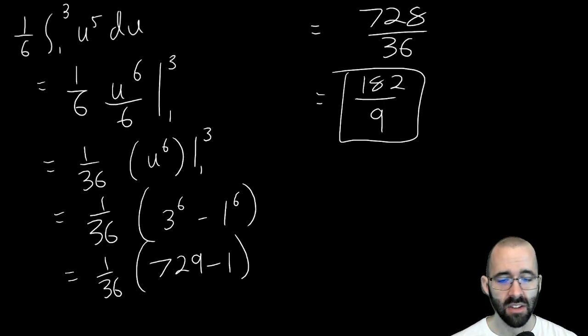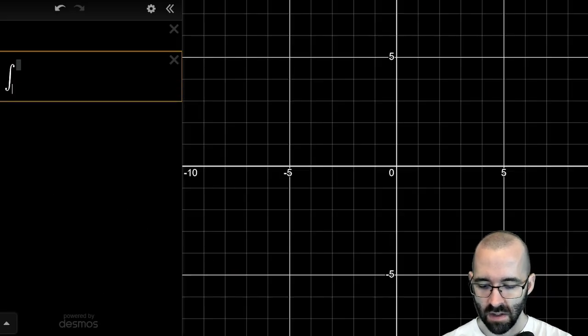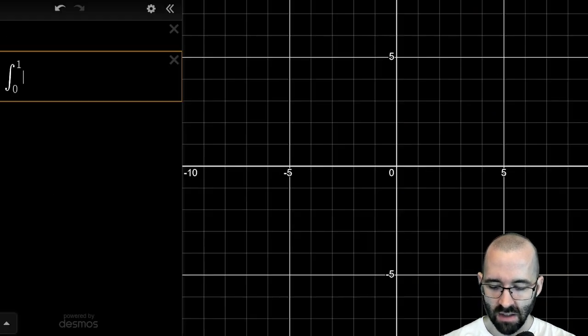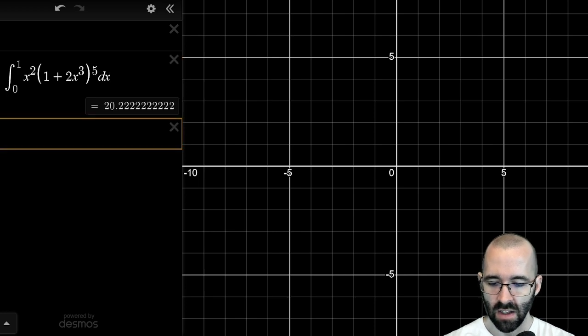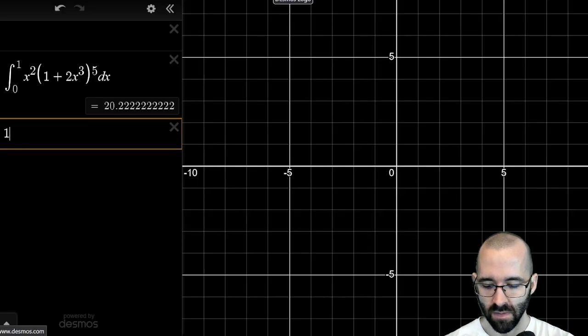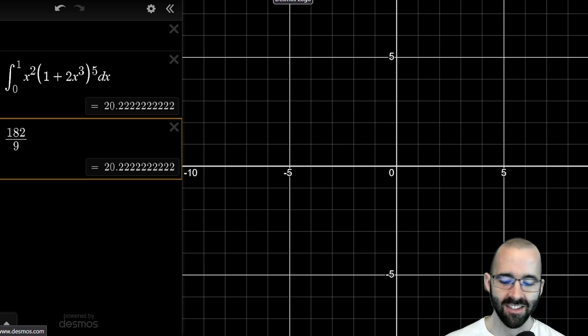For definite integrals, it's a little harder to check your answer, but you can definitely use technology to do so. Integral from 0 to 1 of x squared times 1 plus 2x cubed to the 5th dx was 20.2 repeating. And we said the answer was 182 over 9. Beautiful. You'll love to see it.